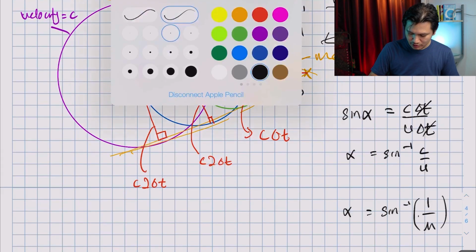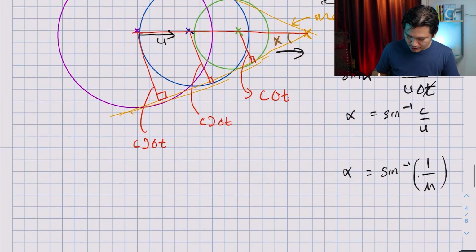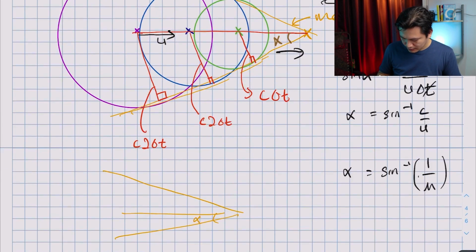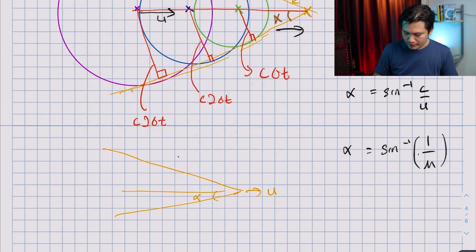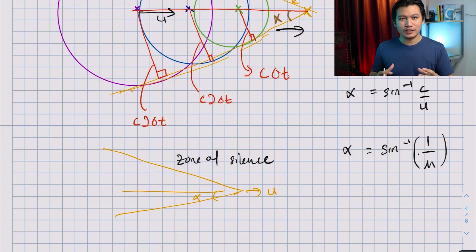If I draw the cone again, it's getting a bit busy. If this is the cone, and this is your alpha, and I'm moving to the right, this is my u. Outside the cone is called the zone of silence, meaning that if you are outside of the cone, you'll never hear anything until the cone catches up to you. When you hit the cone, then you will hear the sound. So that's it about the Mach cone.